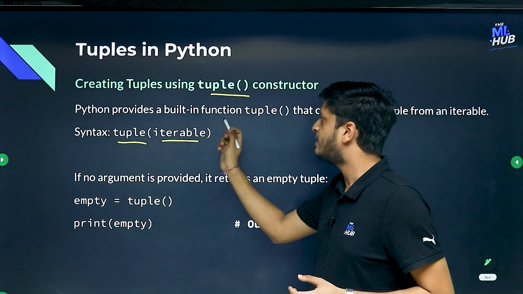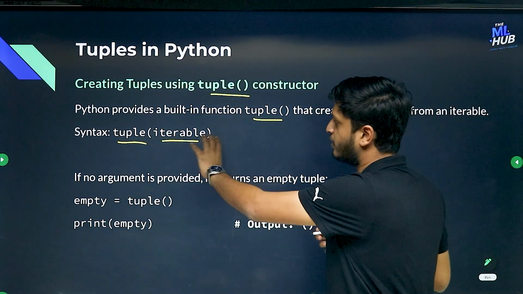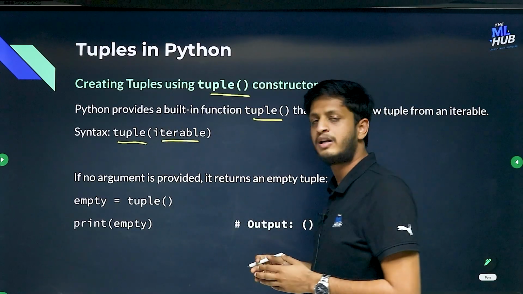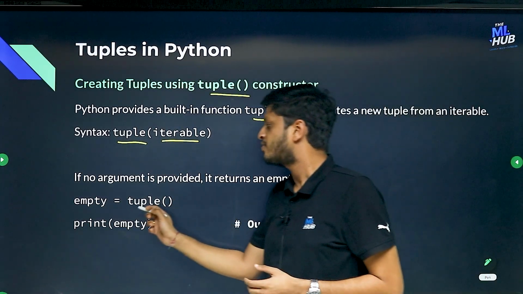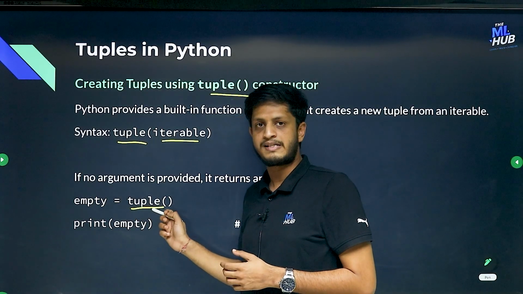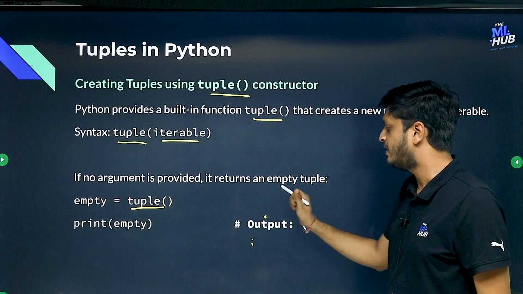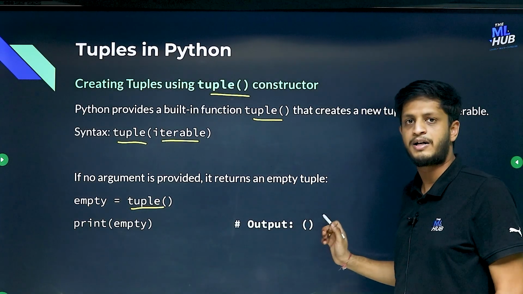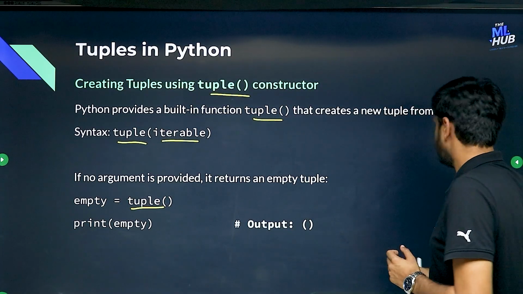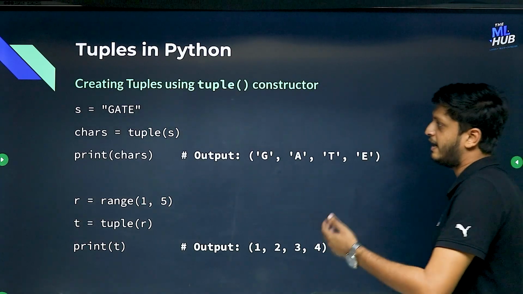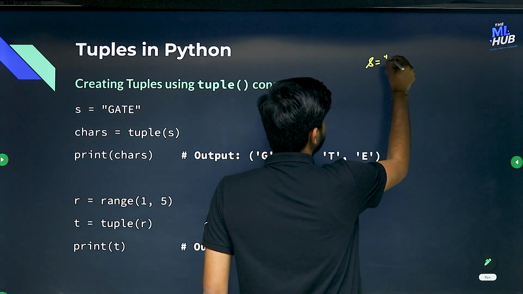So Python provides a built-in function tuple that creates a new tuple from an iterable. Whatever values the iterable has, those will be converted into a tuple. And if no argument is provided, it returns an empty tuple. So if you just write tuple and don't provide any iterable inside it, then it will just give you an empty tuple. So when you print the empty variable here, you will just get the empty tuple as output, okay? So this is how you can create tuples using the tuple constructor. Now what if we are actually giving it an iterable? So here the string S is GATE.